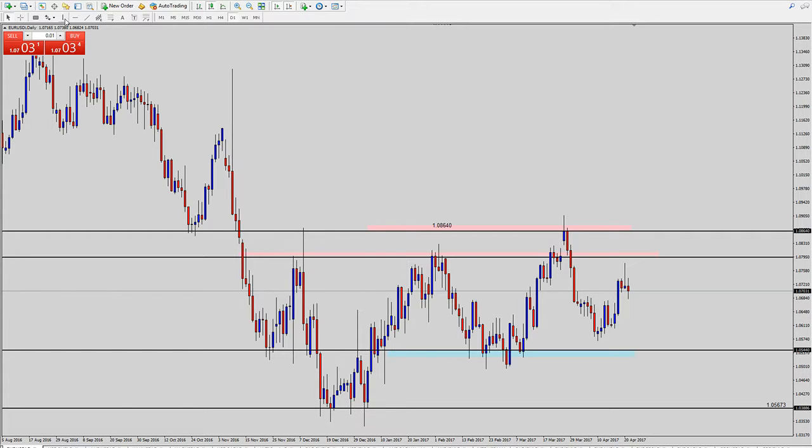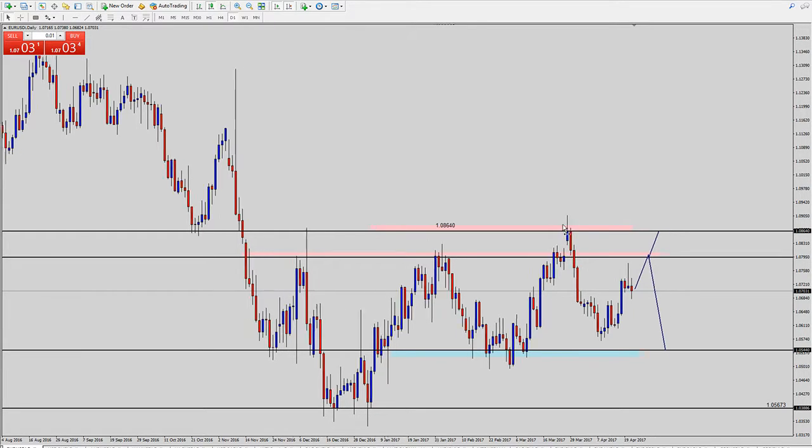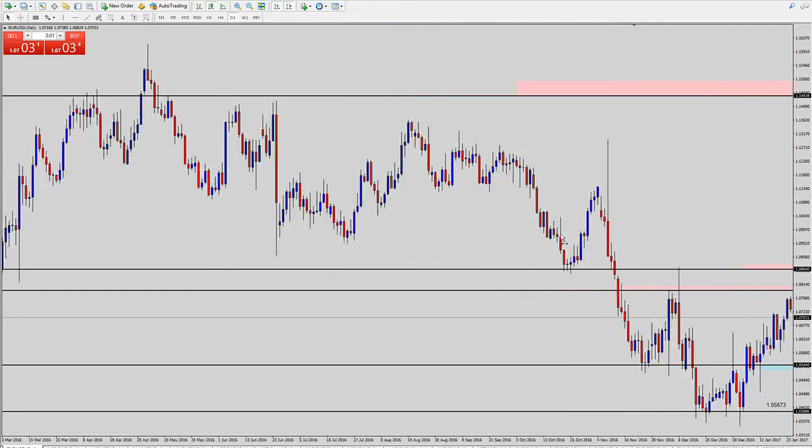What I'm really looking for is a push up to the upside to the 107 zone, and to get bearish confluence in that area, either a push down to these highs back here, or even potentially all the way down to the 106. I'd also like to point out another zone, which would be the 108 zone, which has held as resistance and support in the past.